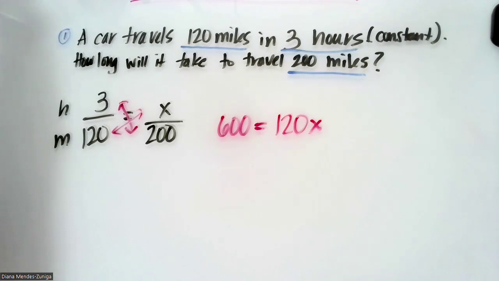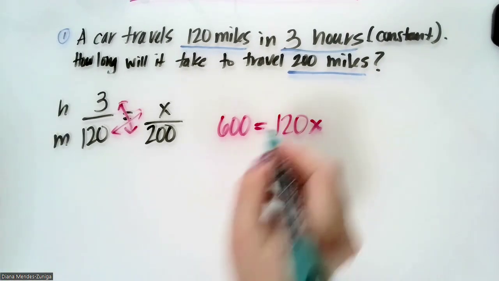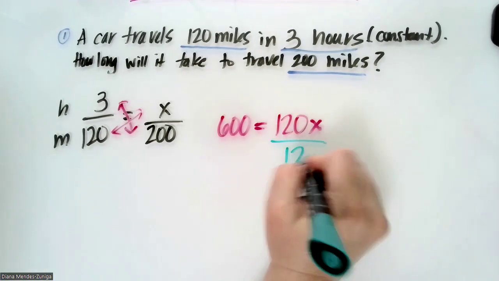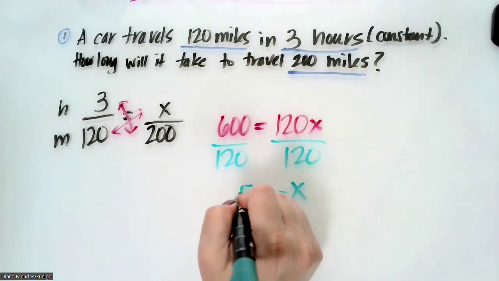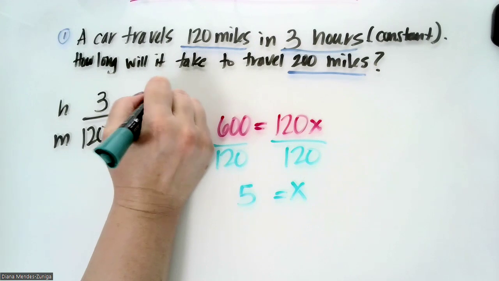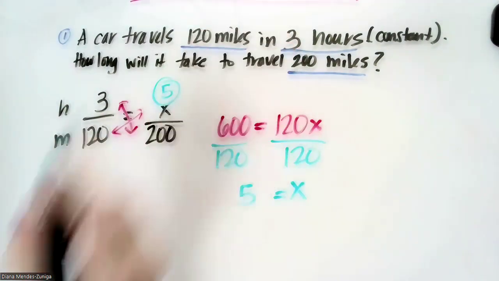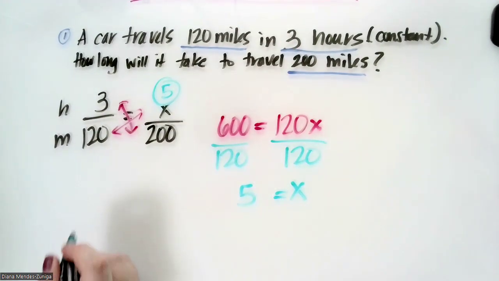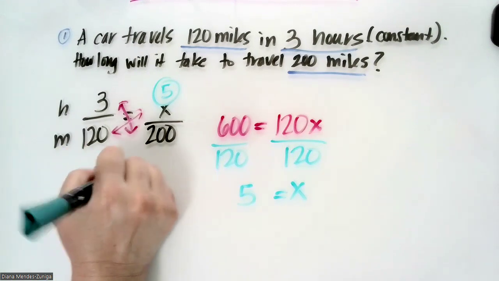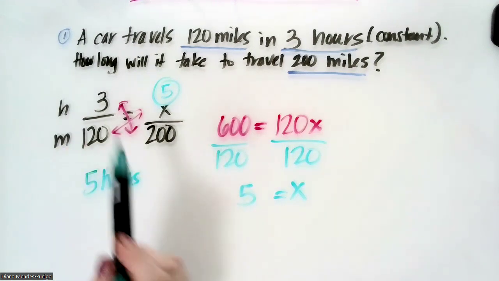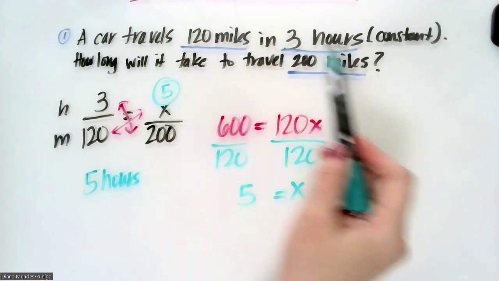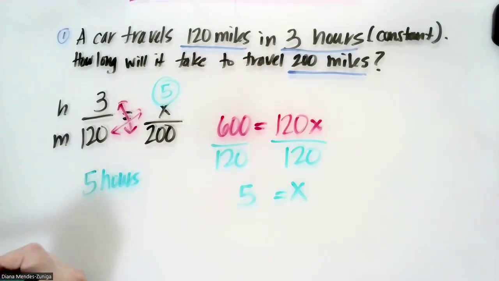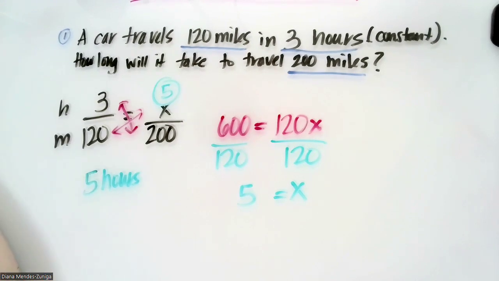Now, if you remember right, that's exactly what we had on the last one. We divided both sides by 120 here, okay? And we got x down here, and we got 5. So our answer up here, the x is still 5. How long will it take to travel 200 miles? It will take 5 hours. So what this problem says is, it takes me 3 hours to travel 120 miles. If I go 200 miles, it's going to take me 5 hours. Okay, so that's how you solve that problem.